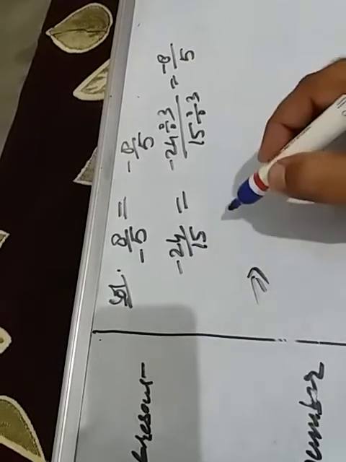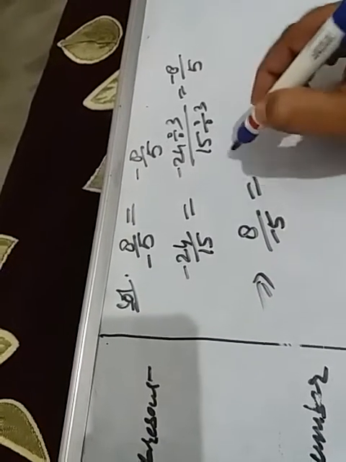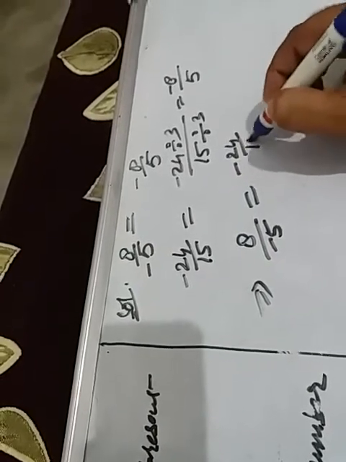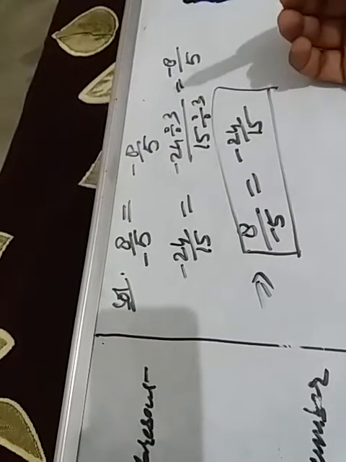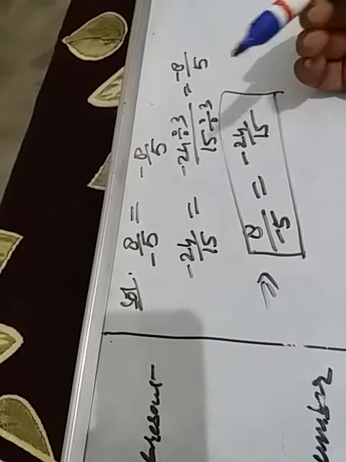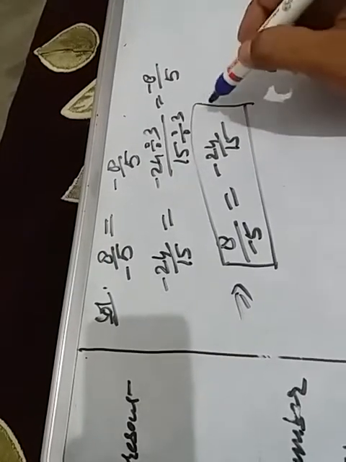This implies that 8 upon minus 5 is equal to minus 24 upon 15. Why? Because when we reduced both the rational numbers to the simplest form, we found that both the fractions are equivalent, their values are the same. In the same manner, you can find the solution of the remaining questions.